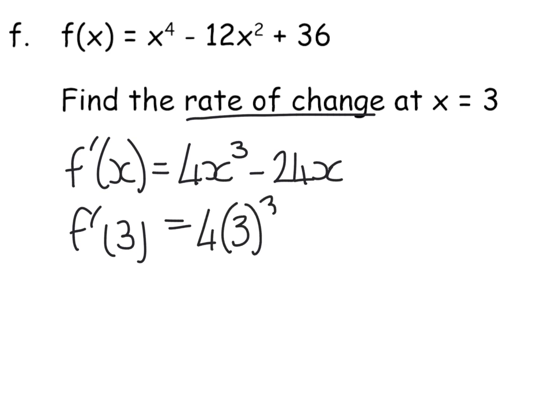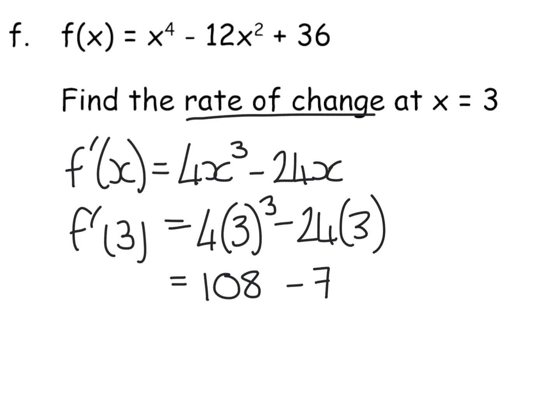So we do 4 times 3 cubed, take away 24 times 3. 4 times 3 cubed, but that's 4 times 27, so 108. And take away 72. And the answer there is 36. Yeah, 36 for that one. And that would be the end of lesson 1. Time to go practice some basic differentiation.